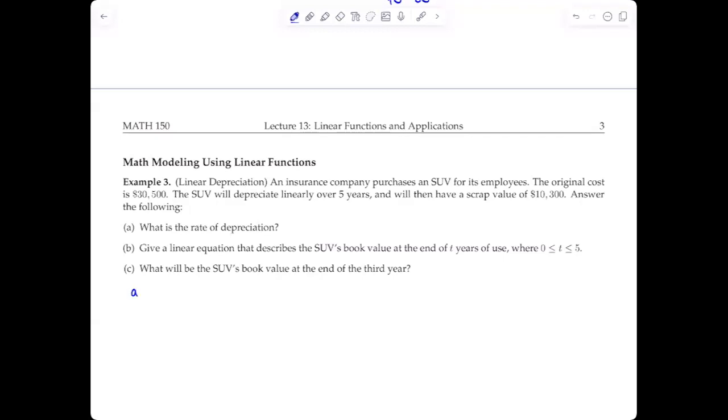All right. So for part A, you need to write down the information that is given to you. So you have 2 data points. The first one is the original time, so therefore t is equal to 0. So the first component of the point is the time component. And the second component of the point is the value of the SUV, which is $30,500.